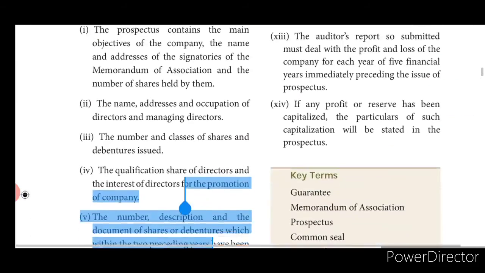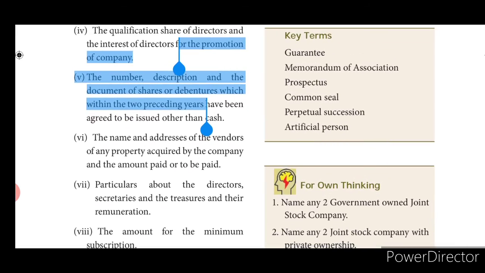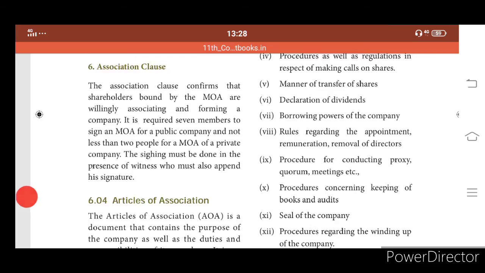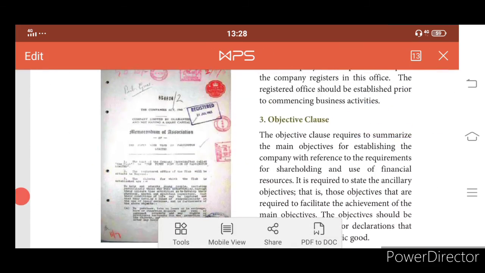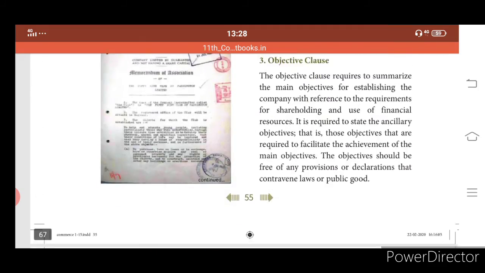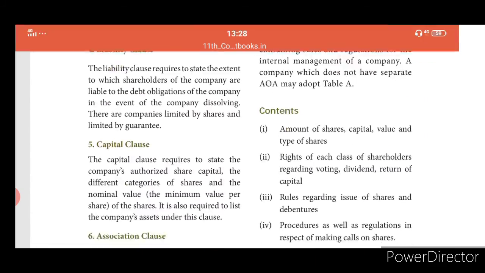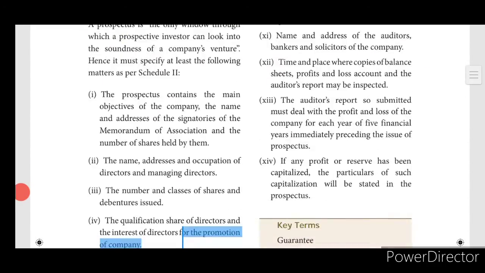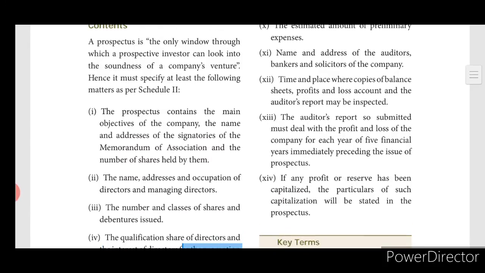So with this, the lesson gets over. Okay, so we have learned so many terms about company, like how it is formed, then what are the types of company, advantages, disadvantages, features of a company, then Memorandum of Association, Articles of Association, Prospectus. This is a very, very important lesson, children. Please read this lesson line by line.